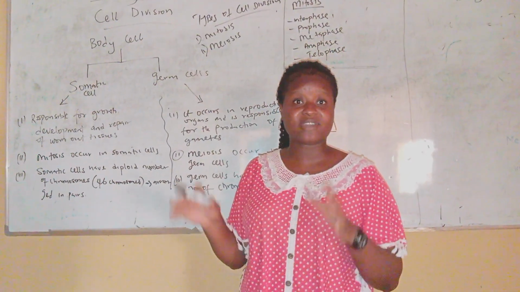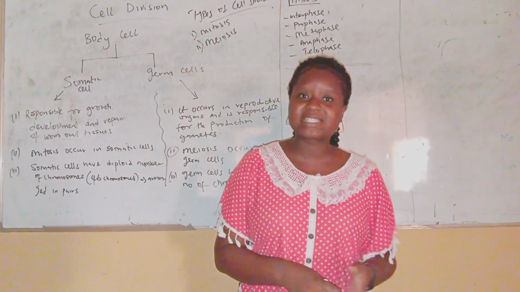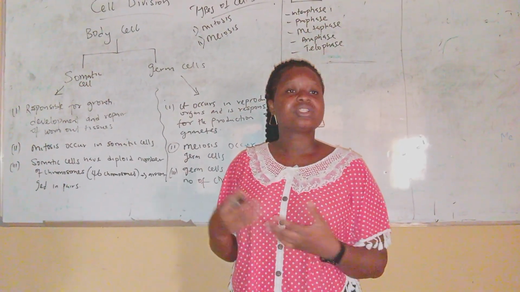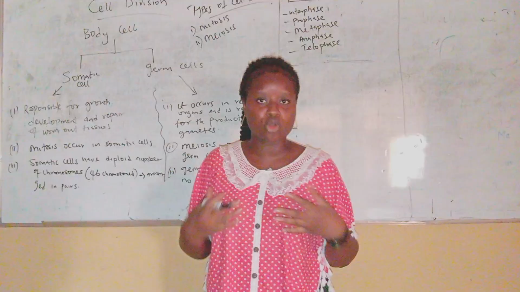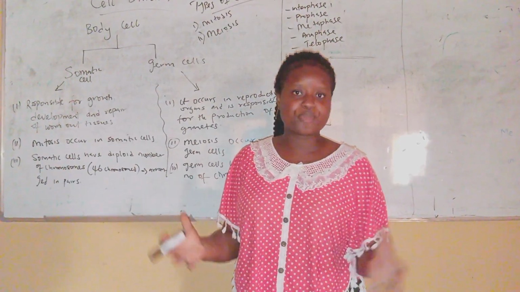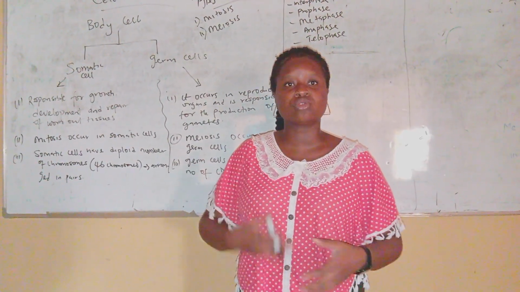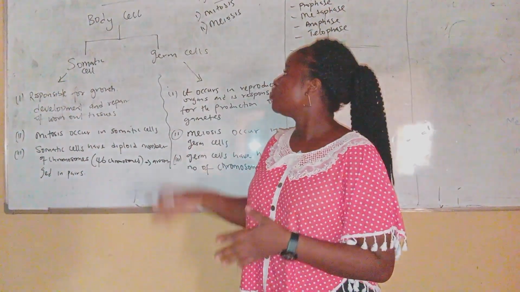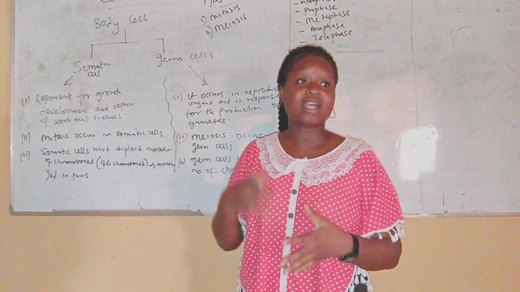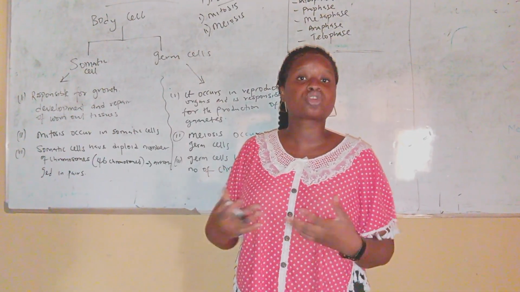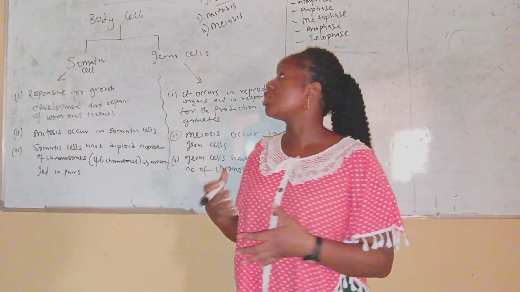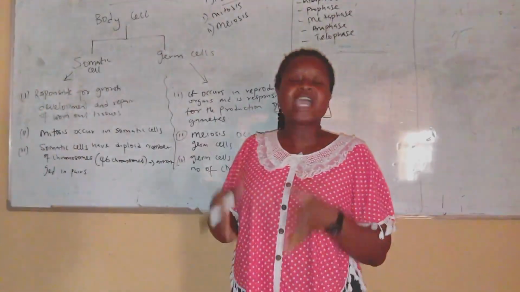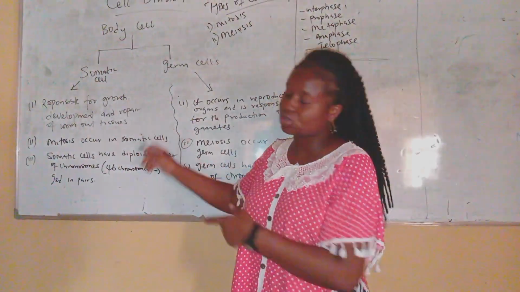The body cells are divided into two: the somatic cells and the germ cells. So what are the somatic cells? Somatic cells are responsible for growth, development, and repair of worn-out tissue. So the fact that you keep on growing every day, the somatic cells are responsible. While the germ cells are responsible for the production of gametes, and they tend to be seen in reproductive organs.